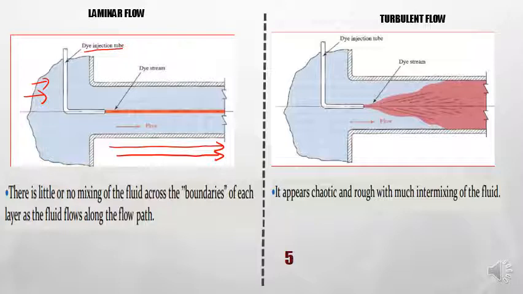But the laminar flow is more like a very calm flow. Usually you will see this kind of flow near a river or a lake, where there are no big waves. All right, I hope you are clear about the characteristics of laminar and turbulent flow.